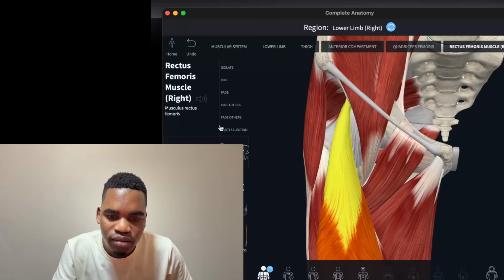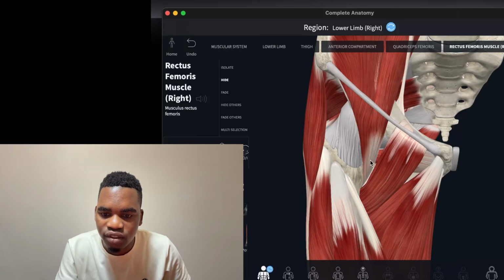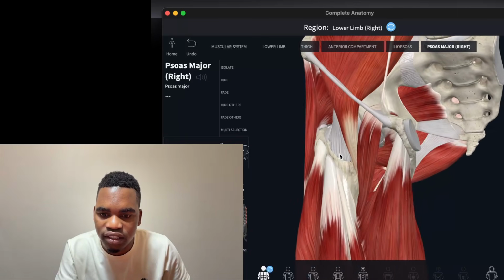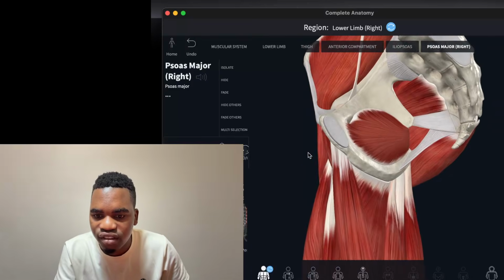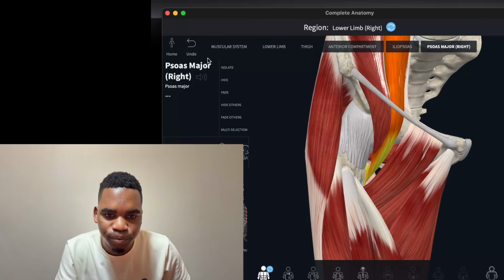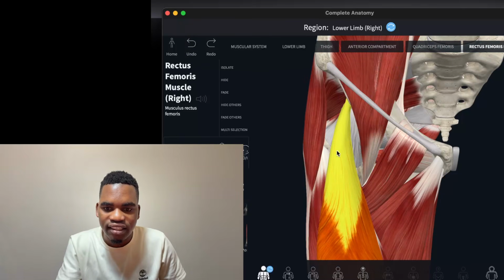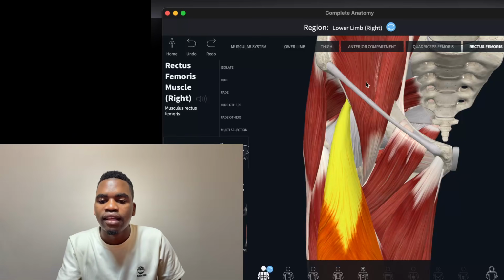Okay, let me remove this muscle first and show you where it goes. So this is the iliopsoas, this conjoined tendon called iliopsoas, and it's going to insert itself to the lesser trochanter. I can't see the lesser trochanter at this point, but let me continue. So muscle number two is the iliopsoas.